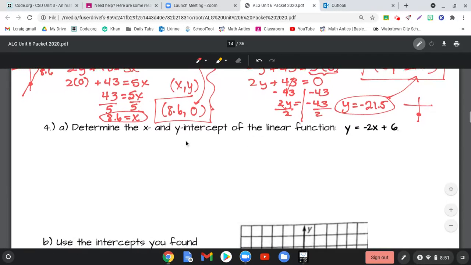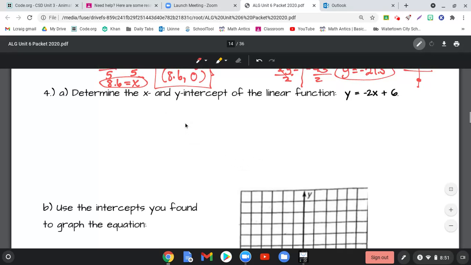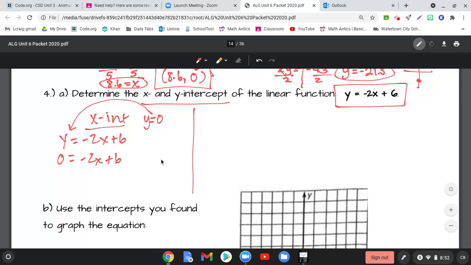I personally would graph this one using slope and y-intercept, but we'll see how we can use intercepts instead. All right, so here's our equation. It wants us to find the x and y-intercept. So if I'm looking for the x-intercept, again, we're going to plug 0 in for y. So y equals negative 2x plus 6 is our equation. Instead of y equals, we'll do 0 equals negative 2x plus 6. And then solve it. If you don't like the 0 over here, put it at the end.